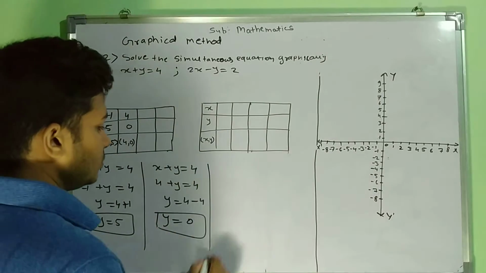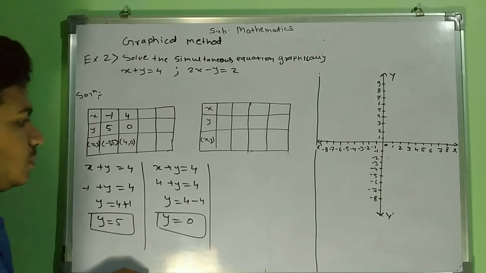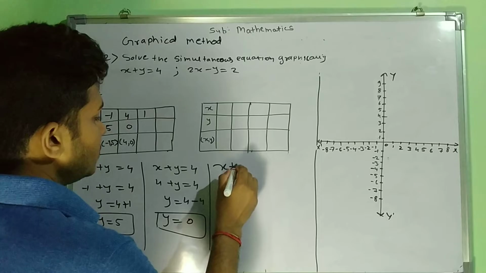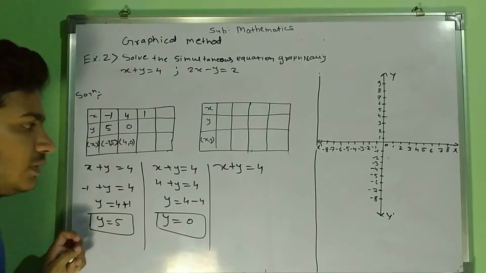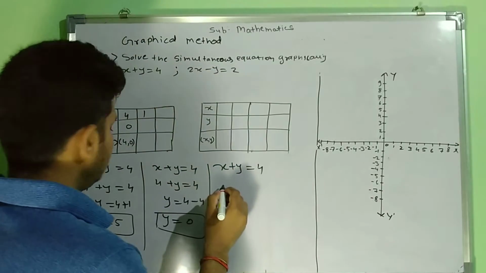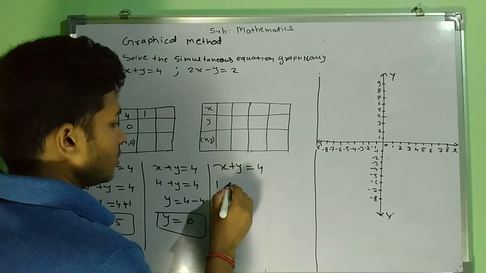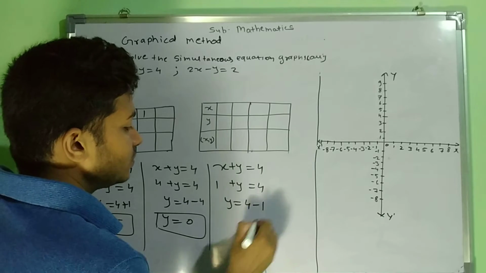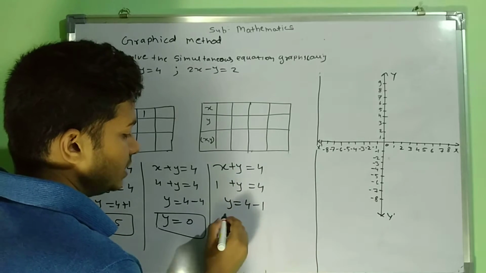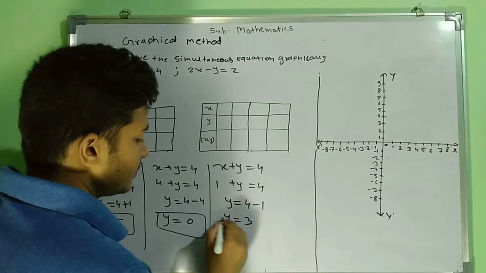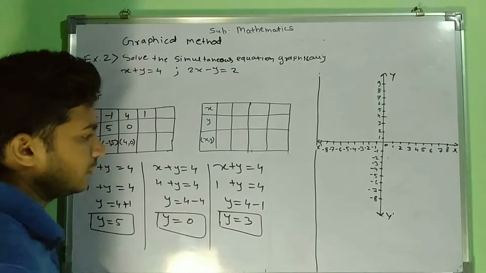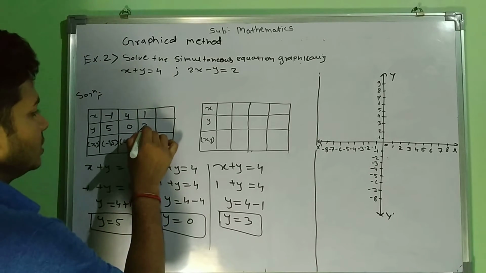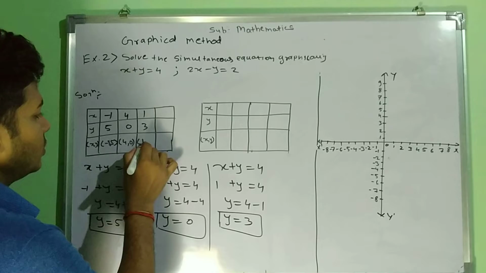Now we have to find two more ordered pairs. So suppose we are taking the value of x as 1. Our equation is x plus y equal to 4. That is our equation. So put the value of x as 1: 1 plus y equal to 4. So y will be equal to 4, that 1 will become minus 1 whenever it shifts to the right hand side. So y will be equal to 3. So if we are taking the value of x as 1, we are getting the value of y as 3. So the next ordered pair is 1 comma 3.